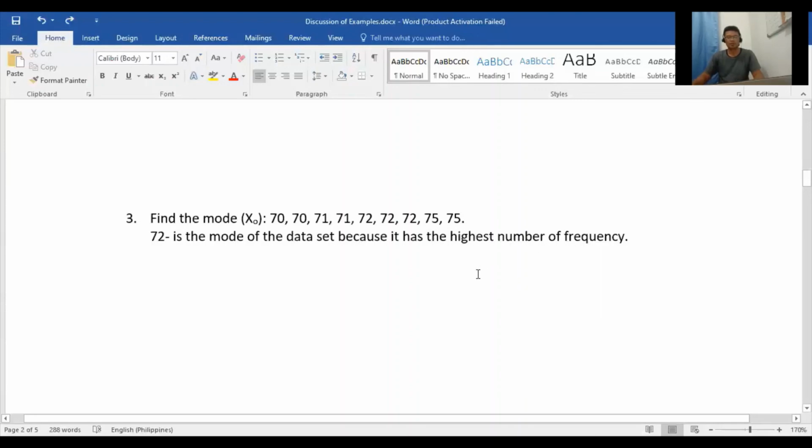All of those values belong to the measures of central tendency, and they describe the centrality of the distribution.